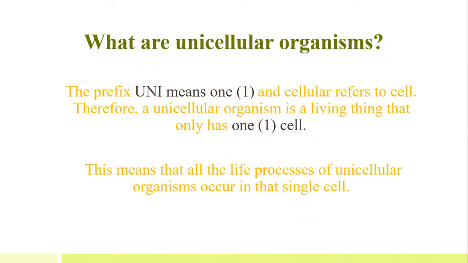What are unicellular organisms? The prefix uni means one, and cellular refers to cell. Therefore, a unicellular organism is simply a living thing that only has one cell. This means that all the life processes of unicellular organisms occur in that single cell.